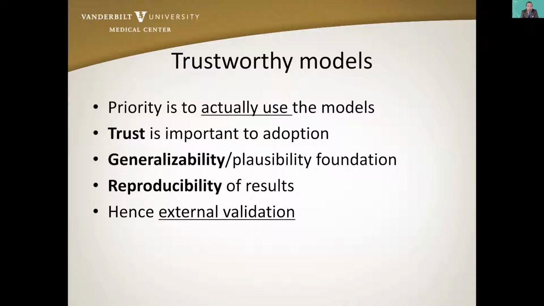So if you want people to actually use the models, I'm going to keep harping on this trust concept because I think that this is one of the major barriers in the field. I think if you want to demonstrate that something is worth using, sometimes generalizability and plausibility can really help a lot towards achieving that trust. And I think reproducibility is also a really important part of demonstrating that a model is worth using. External validation really gets at those three bolded points that I make there. So I think that's broadly why people frequently push for external validation of predictive models.